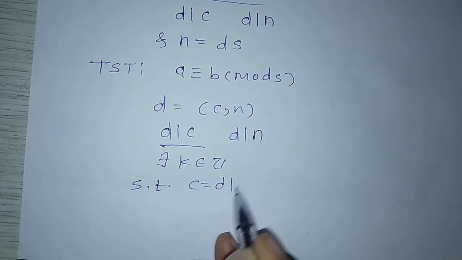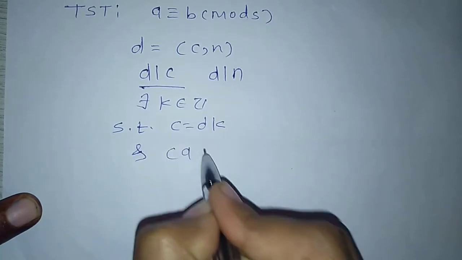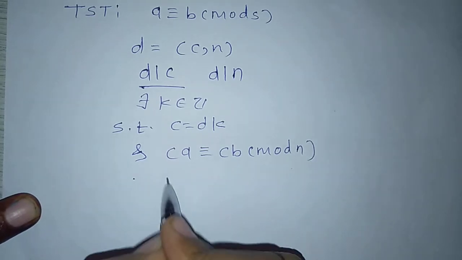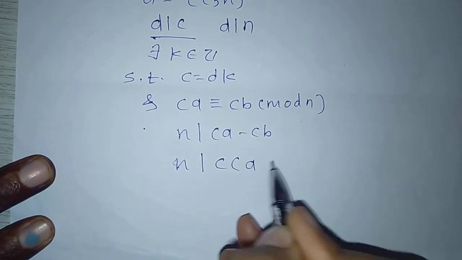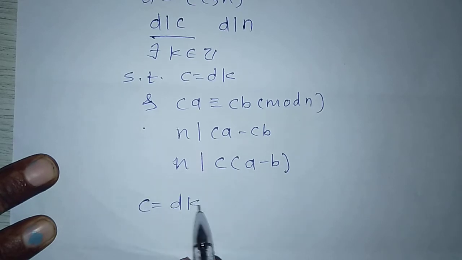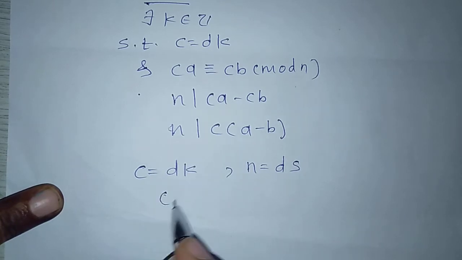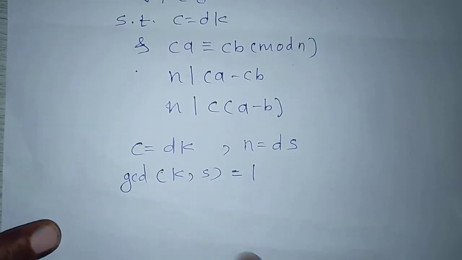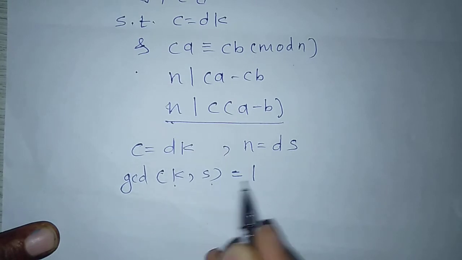c equals dk. And CA is congruent to CB modulo n means n divides CA minus CB; take c common, the remaining term is A minus B. c equals dk and n equals ds means GCD of (k, s) equals 1. That means GCD of (k, s) equals 1.